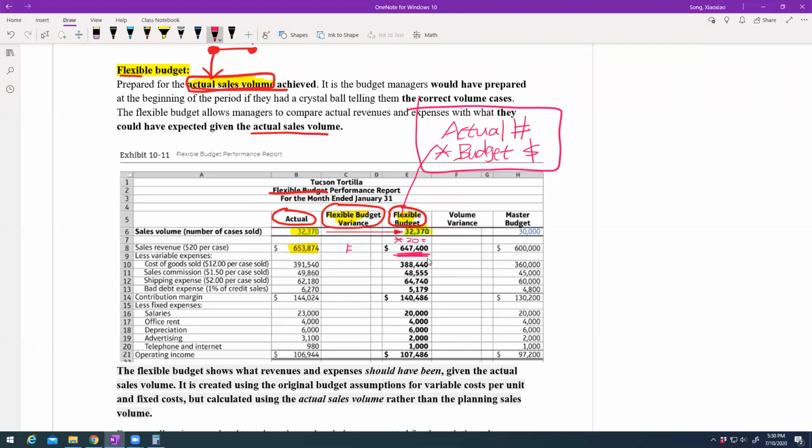And then you can find out that for this scenario, your actual operating income is lower than the flexible budget operating income. So you have an unfavorable operating income variance. The flexible budget shows what the revenue and expense should have been given the actual output. It's created using the original budget assumption for variable cost per unit, right? So you use the budgeted per unit amount but the actual sales volume, and so you will get the variance.